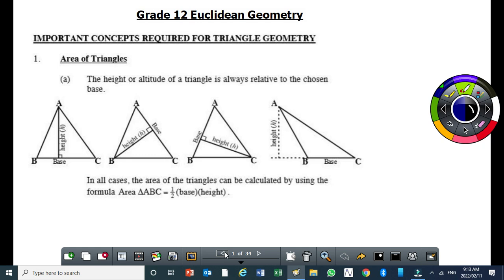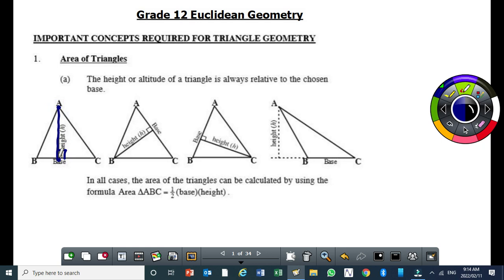For example, in the first triangle, triangle ABC, if you choose BC as your base, it means that the length from A to BC, if you draw a line which is perpendicular to BC, then that becomes your height because it has to be perpendicular to the base. But you choose the base first.